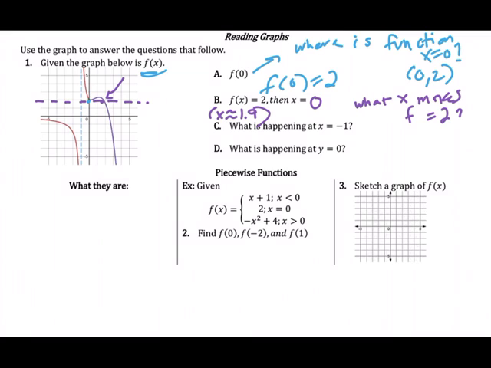What is happening when x is equal to -1? So where is x equal to -1? At this dotted line here. What's happening there? Well, the function is getting closer and closer and closer to the line here and here, but it's never touching it. So x equals -1 is a vertical asymptote.